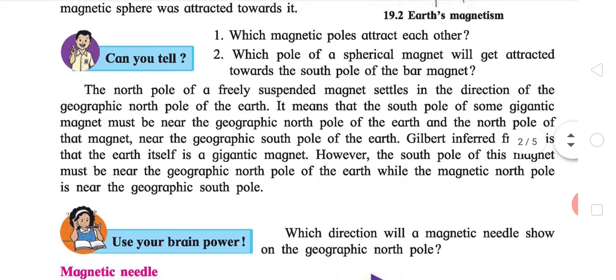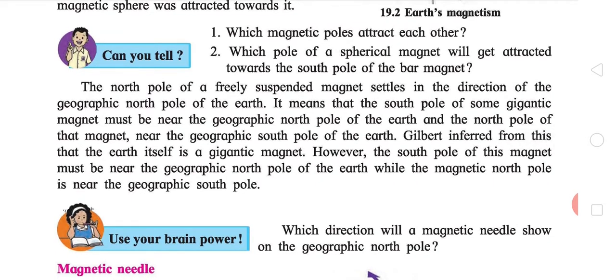Can you tell which magnetic poles attract each other? 2. Which pole of a spherical magnet will get attracted towards the south pole of the bar magnet? The north pole of a freely suspended bar magnet settles in the direction of the geographic north pole of the earth. This means that the south pole of some gigantic magnet must be near the geographic north pole of the earth, and the north pole of that magnet near the geographic south pole of the earth.